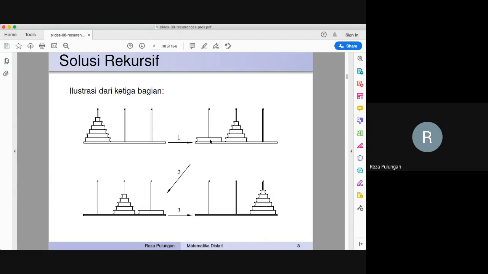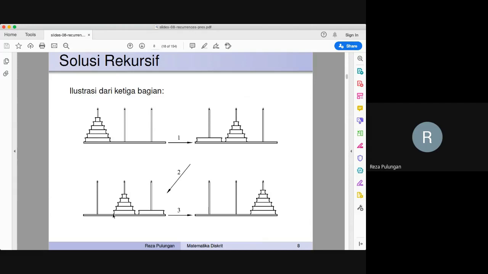All you have to do is move the bottommost disk from the first tower to the third tower. How many steps does it need? One step. You don't need any function for that. You need only one step. So this is the configuration right now.